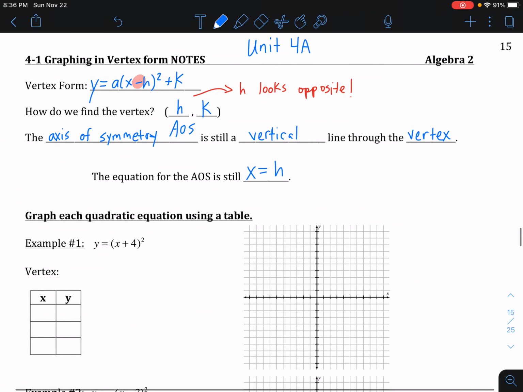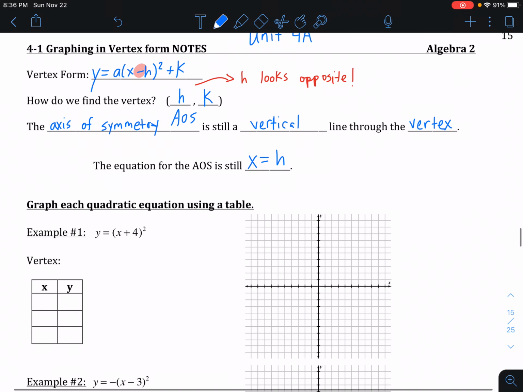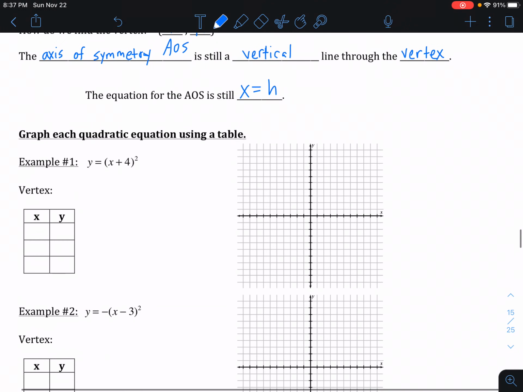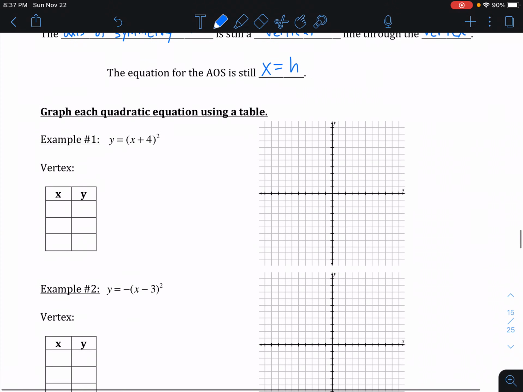Okay, the axis of symmetry, remember, is the invisible vertical line that cuts through the vertex. It splits it in the middle. And not that we're going to use it today, but remember that the equation for the axis of symmetry is still x equals h, whatever that number for h is.